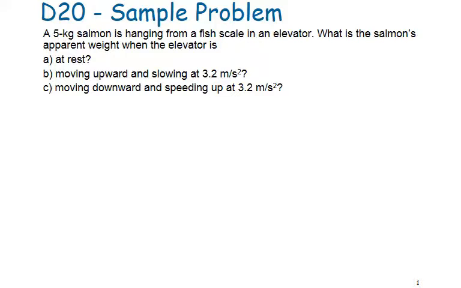Okay, so on this one, go ahead and set up the free body diagram and see if you can determine the values here for A, B, and C. And as you do that, you can determine what the apparent weight is for each scenario. So for this fish, we've got the force of the scale upwards, the force of gravity downwards. See if you can determine what the spring force is, and essentially that would be the apparent weight for each of these scenarios. And then you can start the video when you're ready.